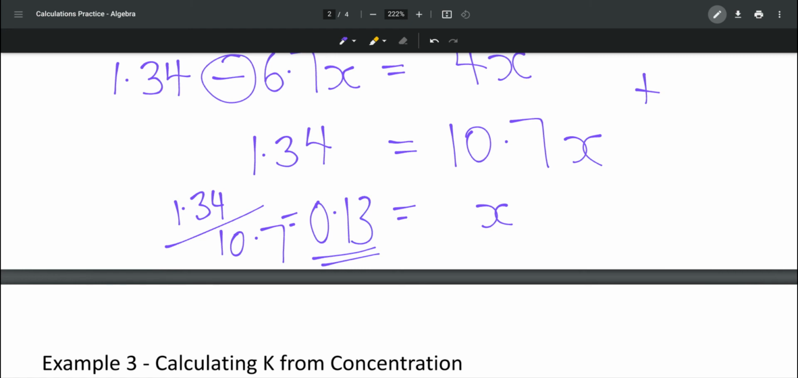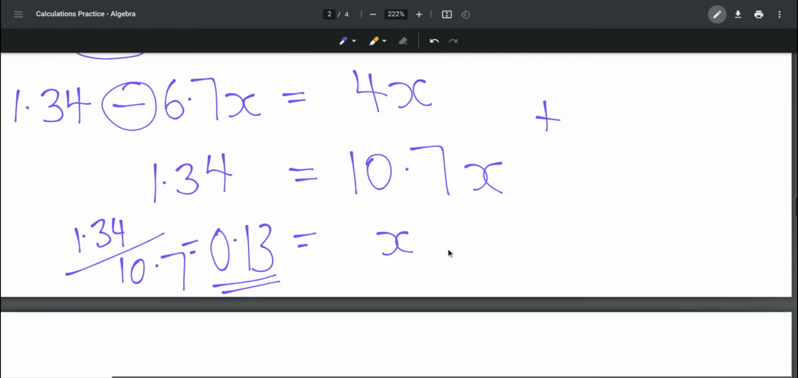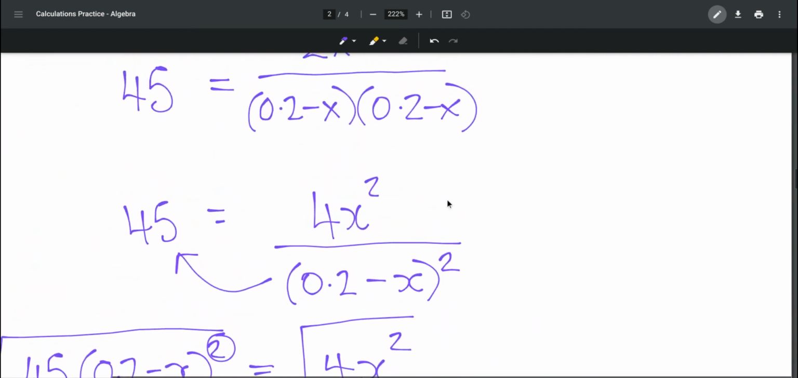Now, remember, we have just calculated the value of x. That's not what we want. We want the concentrations of the three different reactants. So, if we go back to our ICE table, we can see that at equilibrium, the concentration of H2, for example, was 0.2 moles minus x. So if we're taking away this x value, this 0.13, then for H2, where can I write this? I'm just going to write it over at the side.